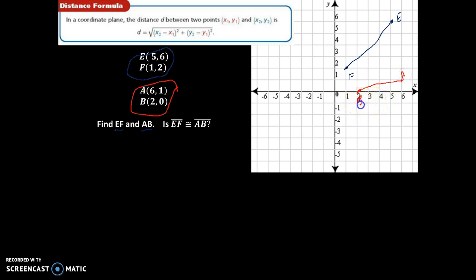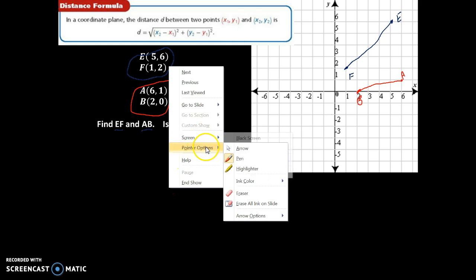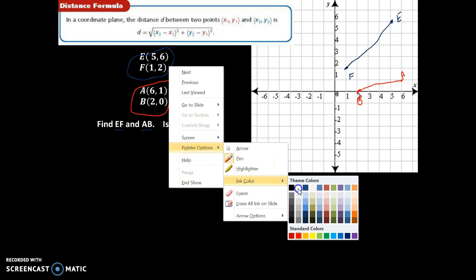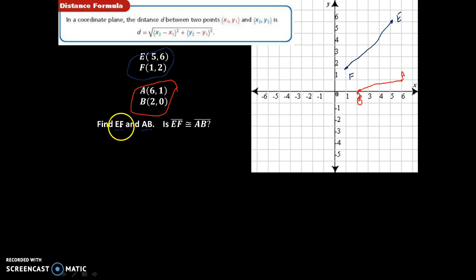Now, just visually looking at our graph, or if you sketched yourself an x and y axis, it doesn't look as though these segments are the same, but in math you do have to prove it and show that for sure they are or are not the same, as in they are or are not congruent. So to do that, we want to use our distance formula. So the first thing we're going to do is we're going to find the distance from E to F.